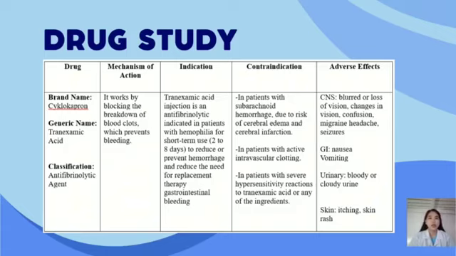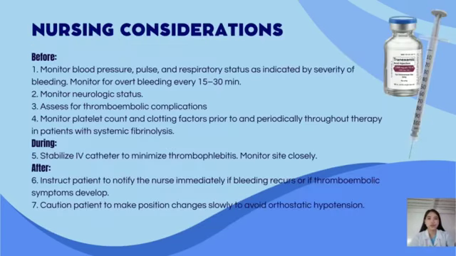So its adverse effects include blurred or loss of vision, changes in vision and confusion, migraine, headache, seizures. And for the GI, nausea and vomiting. And for the urinary adverse effects, bloody or cloudy urine. And for the skin effects, it includes itching and skin rash.